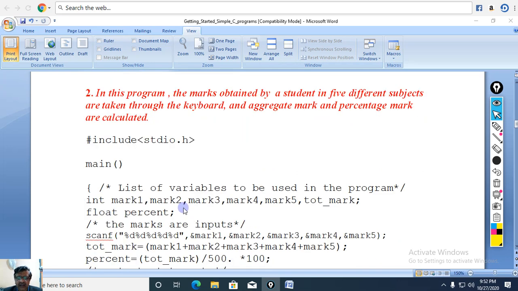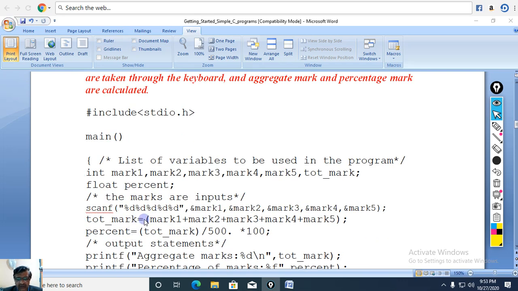Marks are characteristically integer numbers, therefore integer data type, and there cannot be 99.9 marks obtained in a subject. Therefore integer: mark 1, mark 2, mark 3, mark 4, mark 5 for 5 subjects. Total mark also happens to be an integer, but percentage should be float, because 99.9% is also possible. Therefore this variable will just hold the percentage marks.